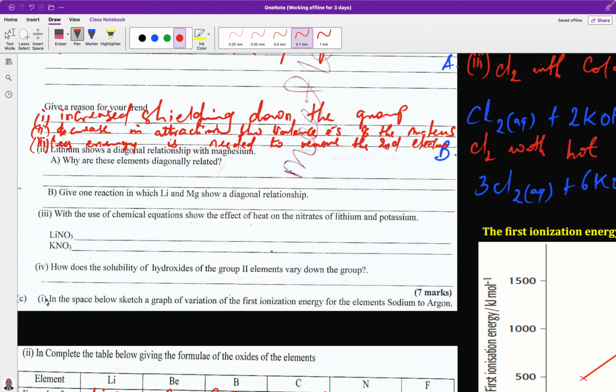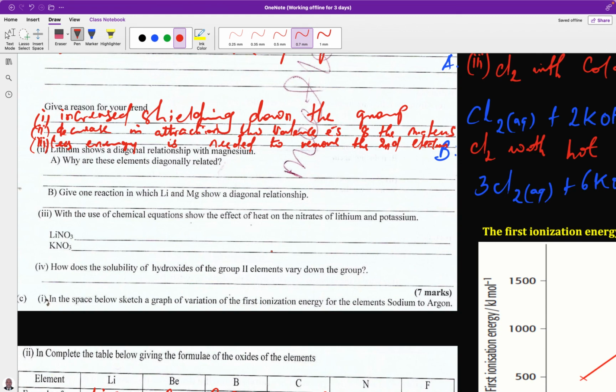For that purpose, they have almost similar ionic sizes. So that is one of the reasons. They have almost identical ionic size, and that can be shown in their chemical activity.